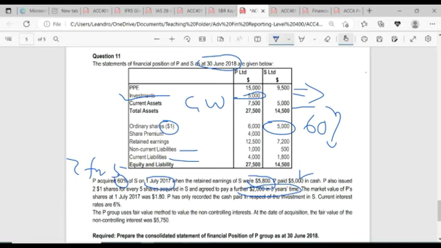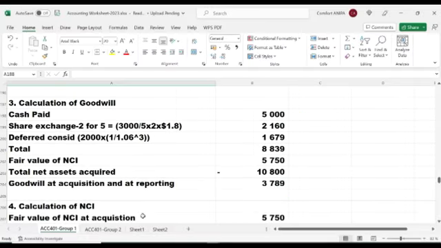So remember that. Okay. So the 3,000 divided by 5 times 2, which will be the number of shares to be issued, times the dollar of 1.8, because that's the market price of P's shares. P is the issuer, so we deal with P's share price, and that gives you 2,160.